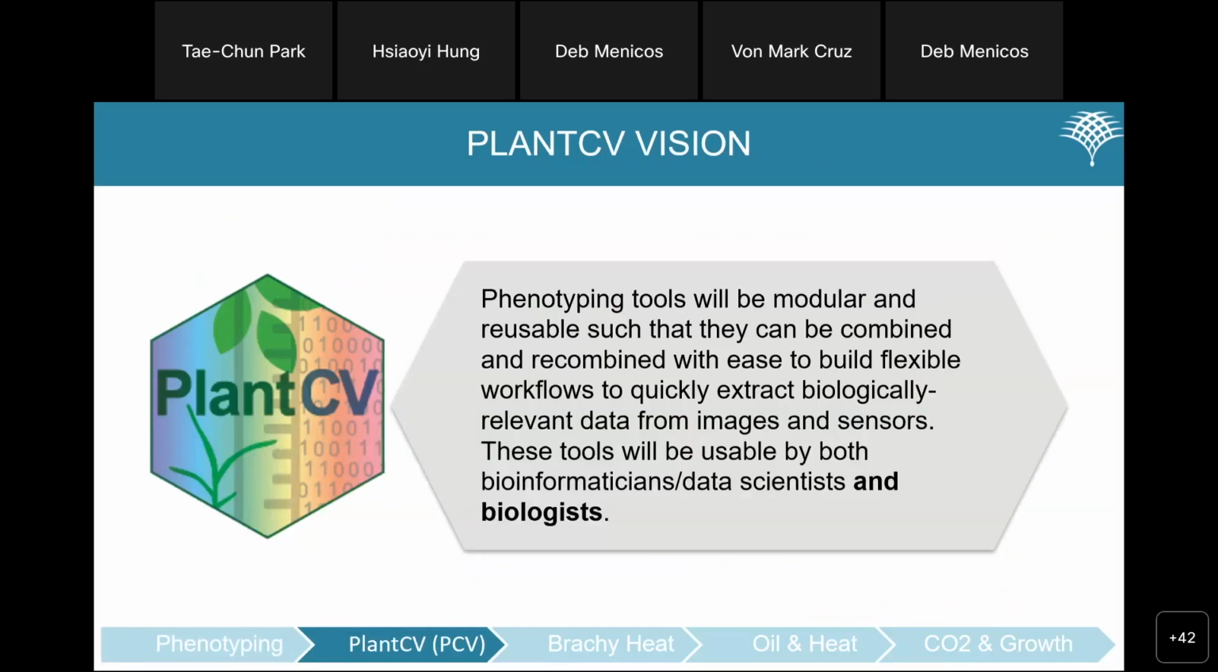And so the idea behind PlantCV is that they would be phenotyping tools that would be modular and reusable so that they could be combined and recombined with ease, so you're not continuously reinventing the wheel every time you have a new imaging problem. It needs to be able to quickly extract biologically relevant data from images and sensors. And the tools, this is a key part, the tools needed to be usable by both data scientists, but also biologists. And that was because not every lab has the opportunity to collaborate with computer scientists. And so it needs to be usable by, say, the people who are collecting that data as well.